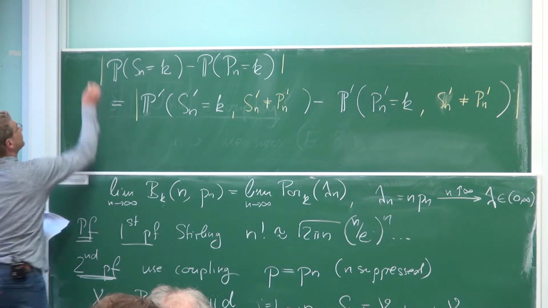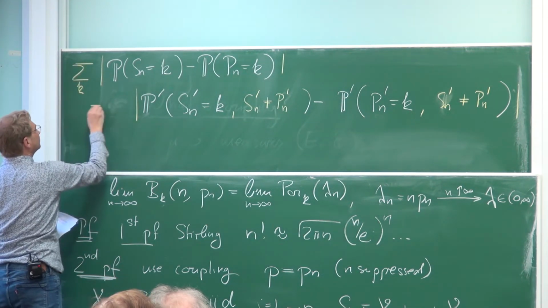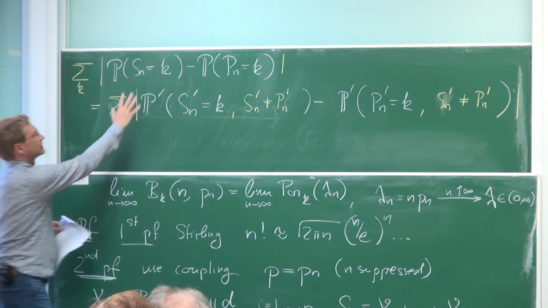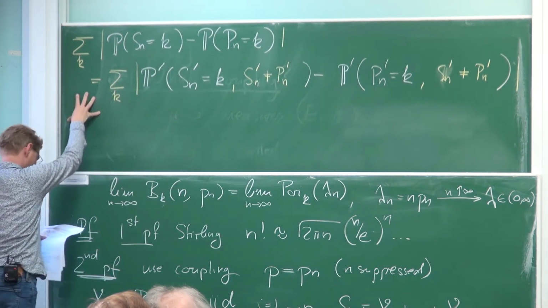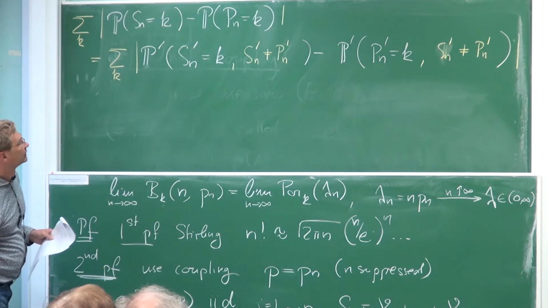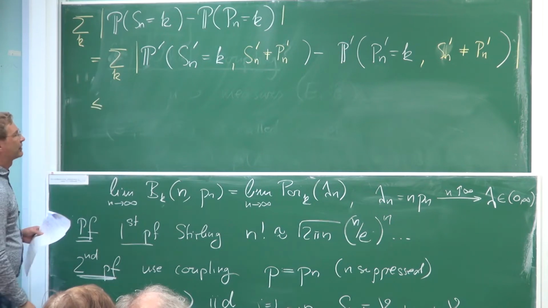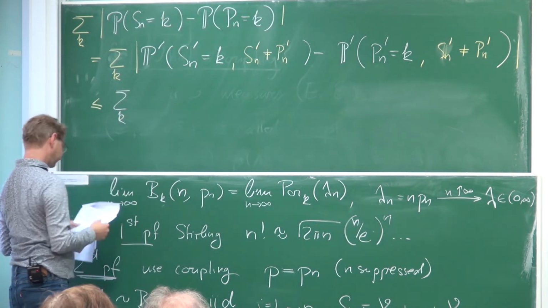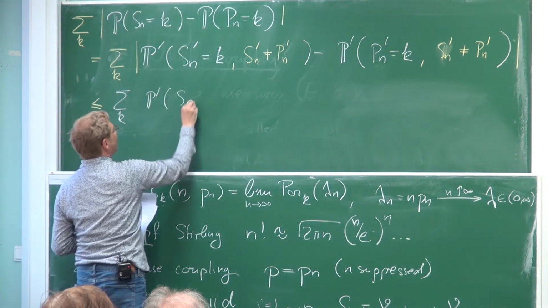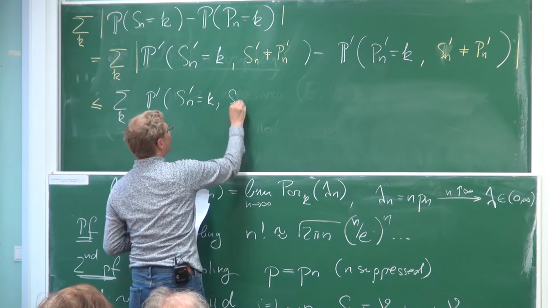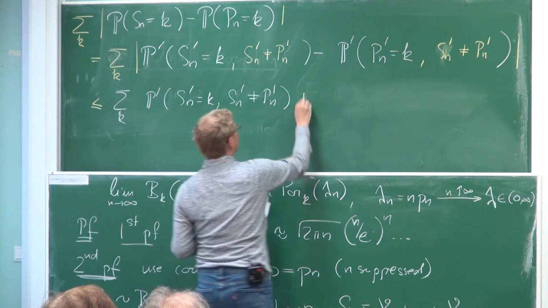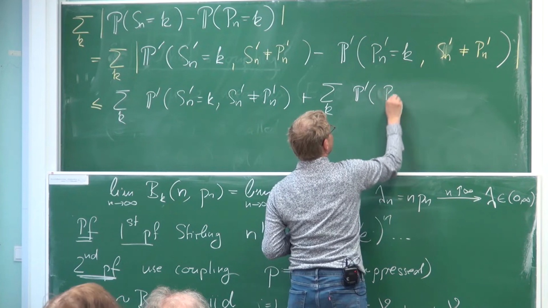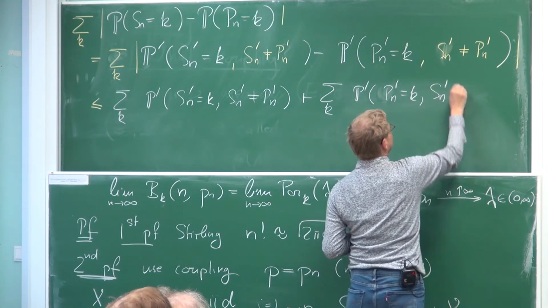I can even sum. I can sum over all k. And what I'm going to show is that the whole sum goes to 0. Not just a single member, but the whole sum is going to go to 0. Now, the first thing is I make a rather crude estimate by using the triangular inequality here. So I estimate that by the sum over k of the probability that Sn prime is k, Sn prime is unequal Pn prime, and the sum of the probability that Pn prime is k, Sn prime is not Pn prime.